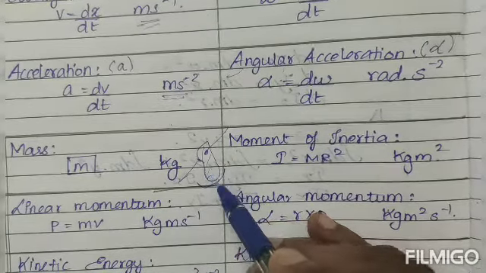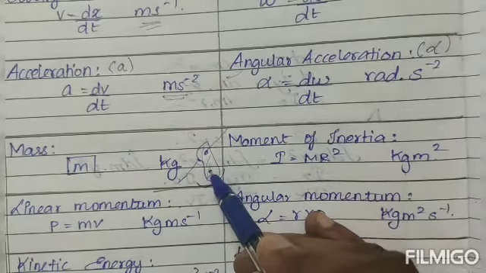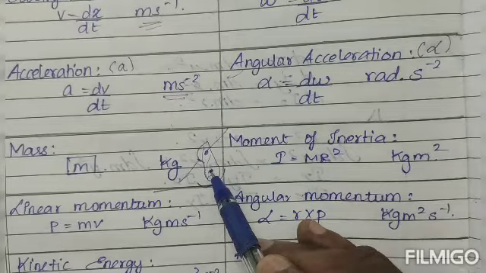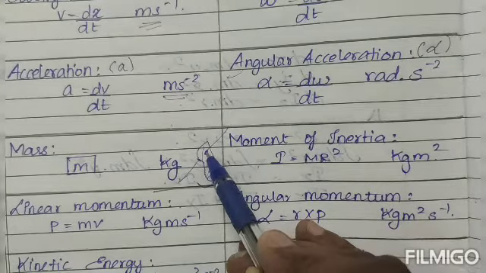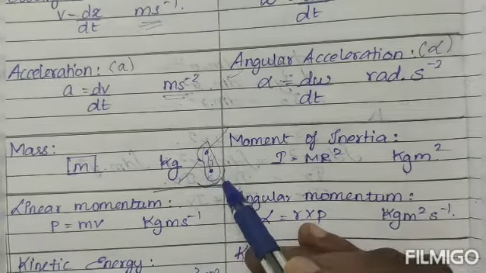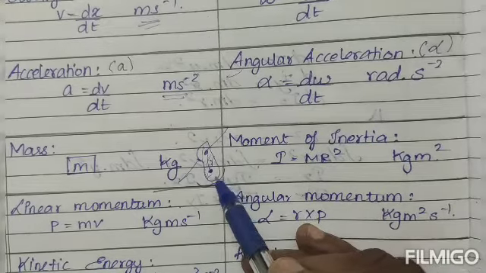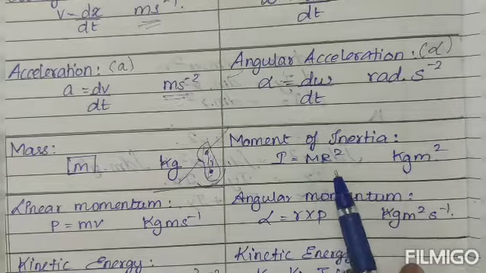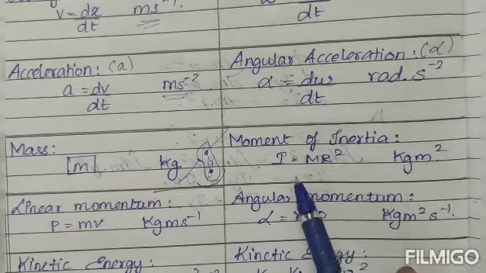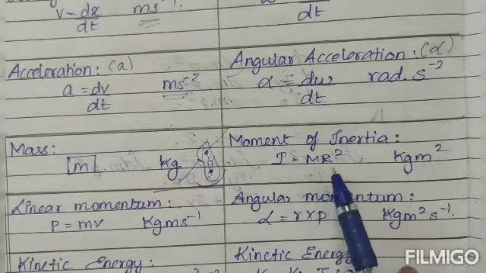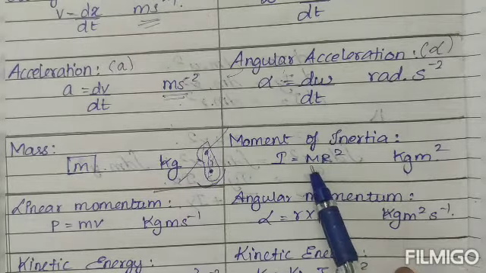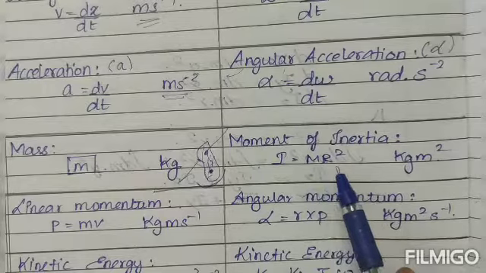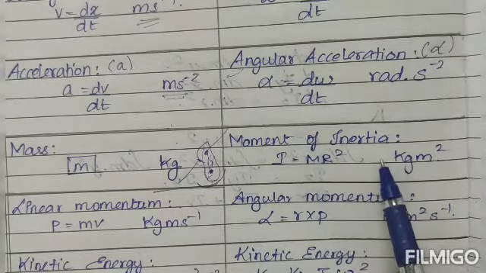Let us imagine that I am going to consider one small mass here. That mass is m, and from the axis, this mass is at distance r. The moment of inertia formula is I equal to mass into radius squared. If all the masses are combined together, we can say capital M. So that is the moment of inertia.